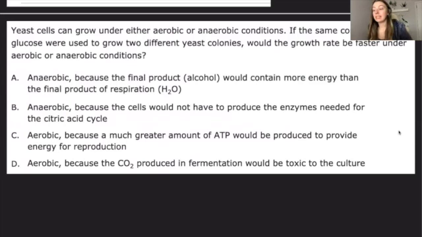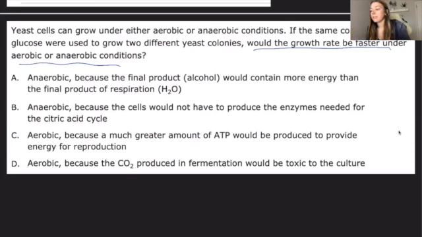Another question says, yeast cells can grow under either aerobic or anaerobic conditions at the same concentration of glucose. We're used to grow 2 different yeast colonies. Would the growth rate be faster under aerobic or anaerobic conditions? So if you were going to simplify this down, you could basically just have the last sentence. Which conditions are going to help whatever process we need to grow? So let's see the answer choices to see if that's enough of a simplification.